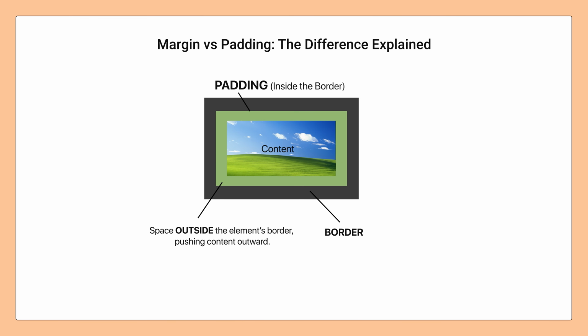Padding is the space inside the frame. It's the matting or border area between your picture and the wooden frame. It pushes your content inward, creating breathing room within the element's border.